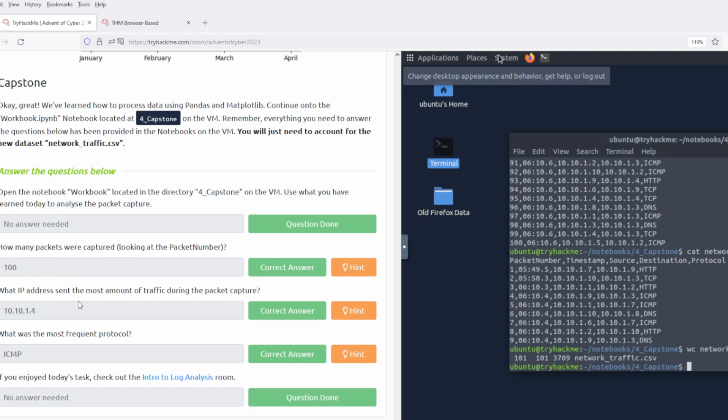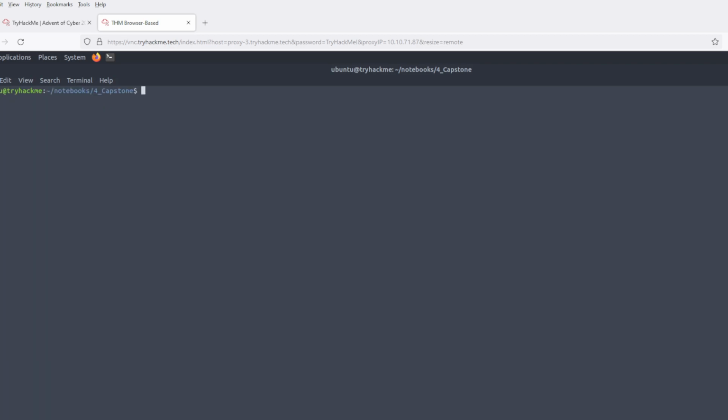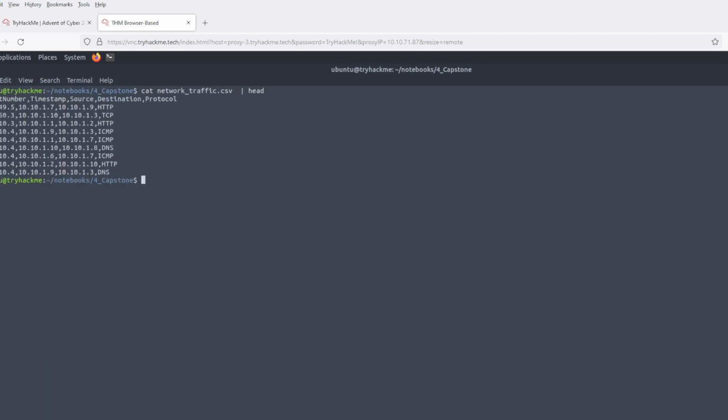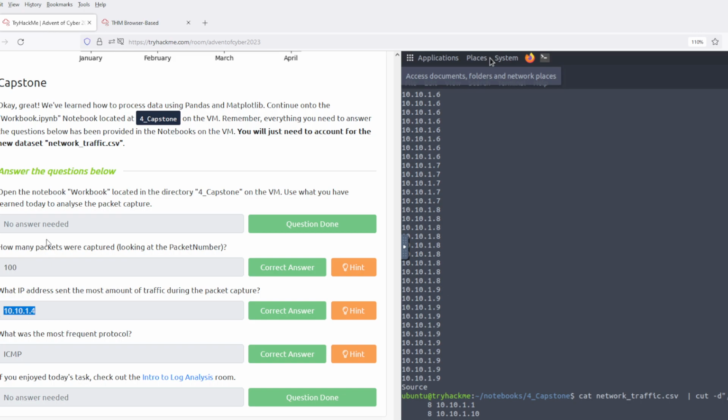This one was clear. With what IP address? All right, so for that, let's... this is the source, huh? All right. You sort it, but it's not enough. You need to unique it and count it. Right? And then this one here, 10.10.1.4. You see? Correct answer. It's done.